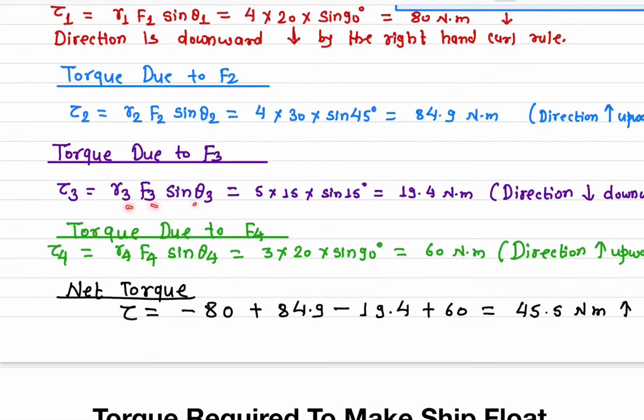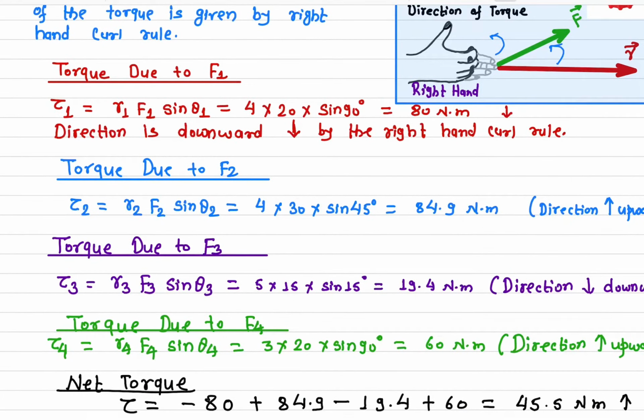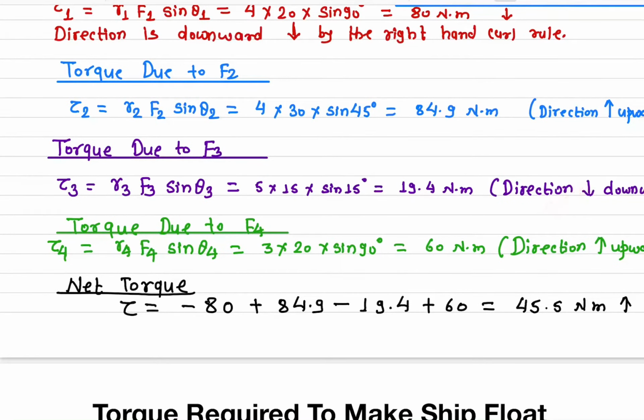R3 is 5. Force is 15 Newton, and the angle is 15 degrees. So if you calculate, this will give you the magnitude 19.4. Now in this case, let's talk about the direction. So if we apply a force here, it will make the cap move in the downward direction. Or you can use the right hand rule to calculate the direction of the torque. So it says the downward direction.